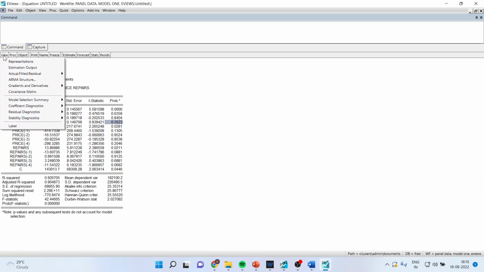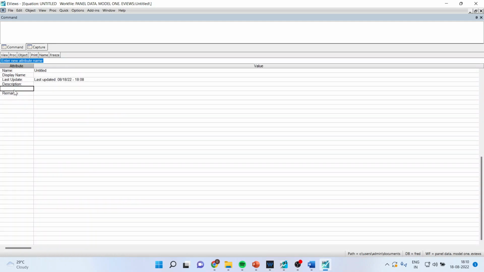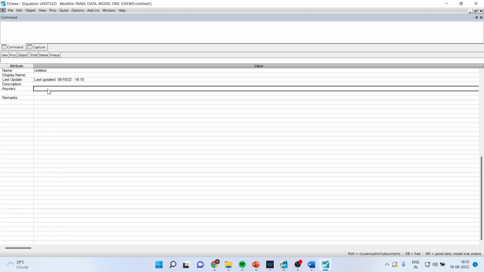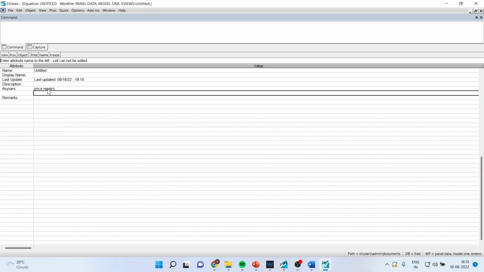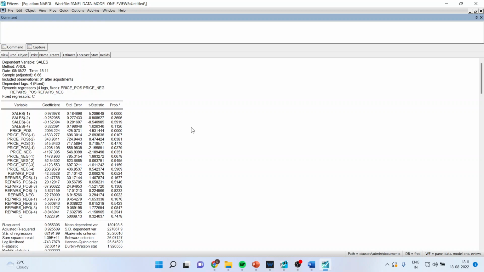Now you go to view, click on labels, and in this box write down assume was, and you specify the independent variables which you want to decompose. Make sure you only write down independent variables which you want to decompose into positive and negative. So I'll include price, repairs, enter. Now again go back to add-ins, make nonlinear ARDL. You can see that the decomposition has taken place.